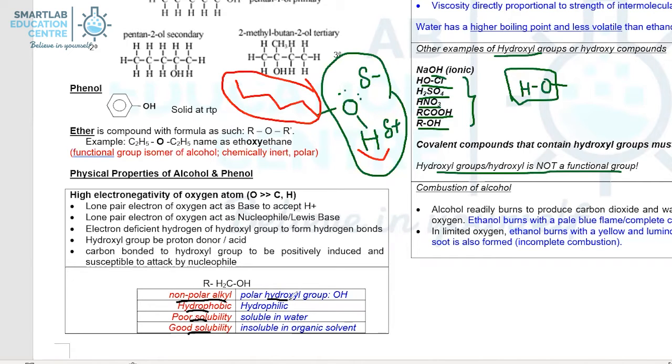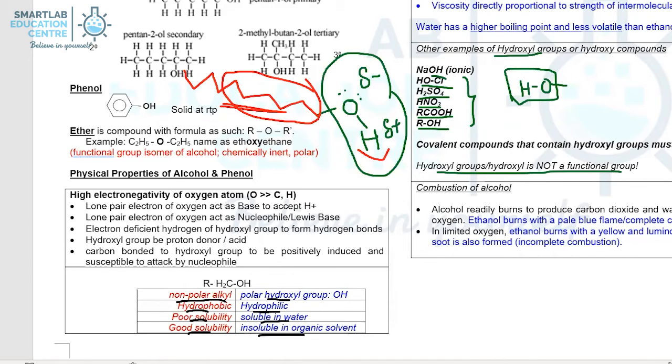Contrary to that, the hydroxyl group is polar, able to form intermolecular hydrogen bonds. It's also able to form hydrogen bonds with water molecules. Therefore, it's hydrophilic, soluble in water, and insoluble in organic solvent. Hence, in conclusion, if you have an alcohol molecule with a very long non-polar alkyl group, then its physical property is primarily dominated by the non-polar alkyl group.